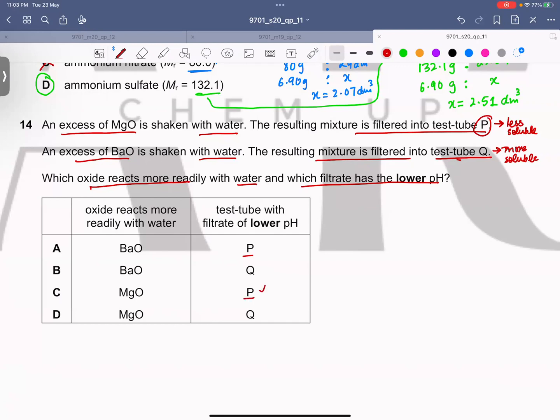These can be correct, and these two would be wrong. Is this understandable? Now, barium oxide reacts more readily as compared to magnesium oxide because it dissolves more completely, so it would dissolve more readily. So in this case, C goes wrong and A is your correct answer. Is this clear?